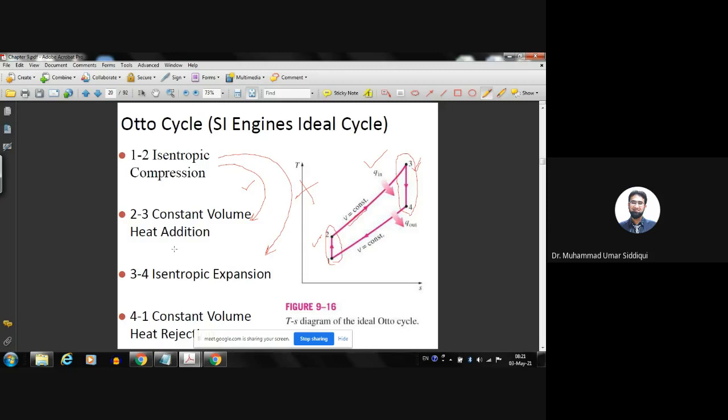It is possible that somebody, let's say, starts from isentropic expansion, then writes constant volume heat rejection, then isentropic compression, then constant volume heat addition. From what point you start the process is not important, but what is the sequence? This is important. You need to follow the sequence whenever you are writing the steps.